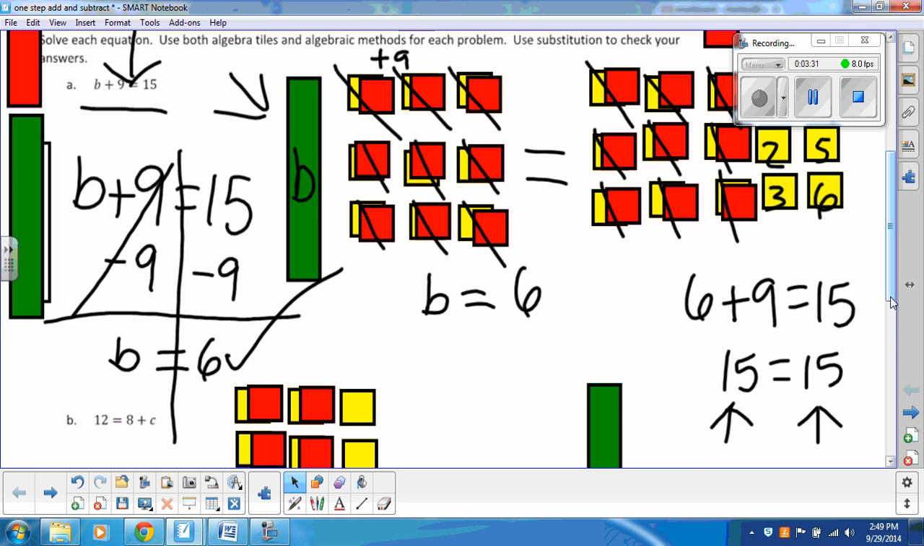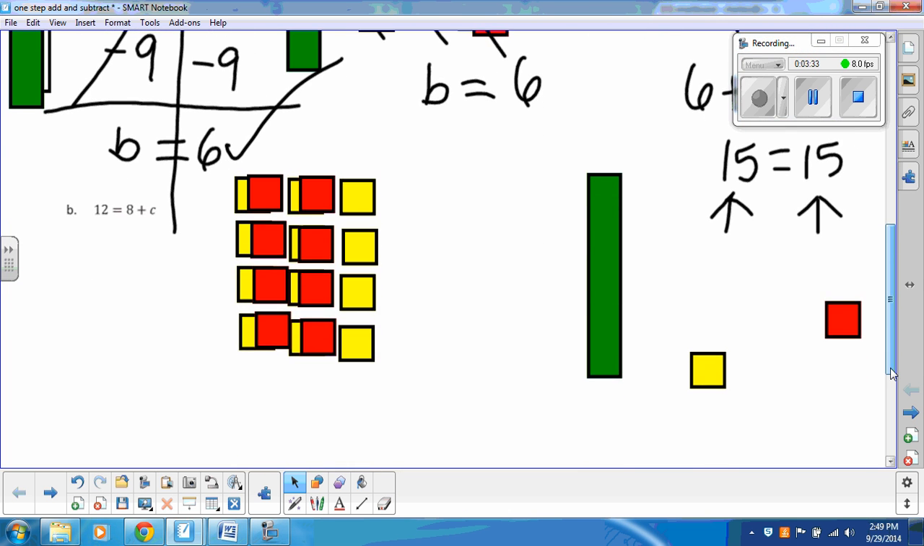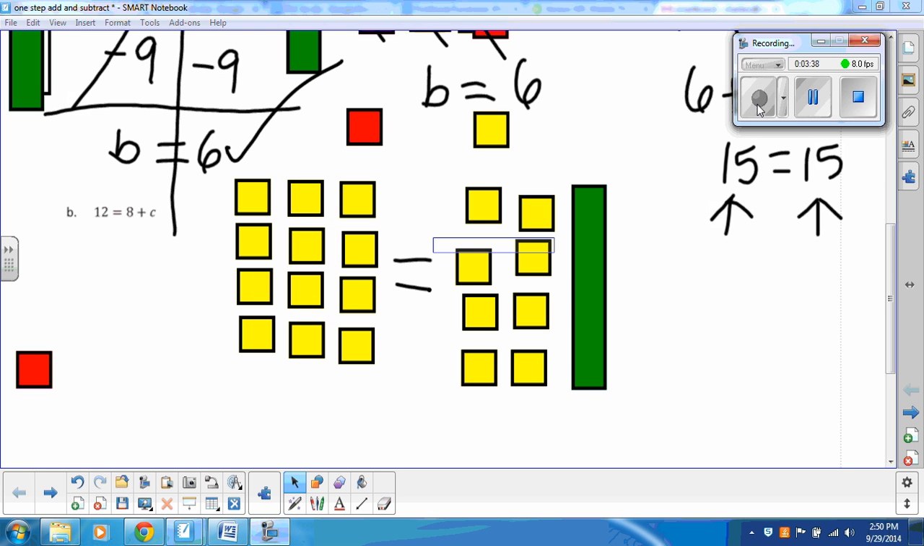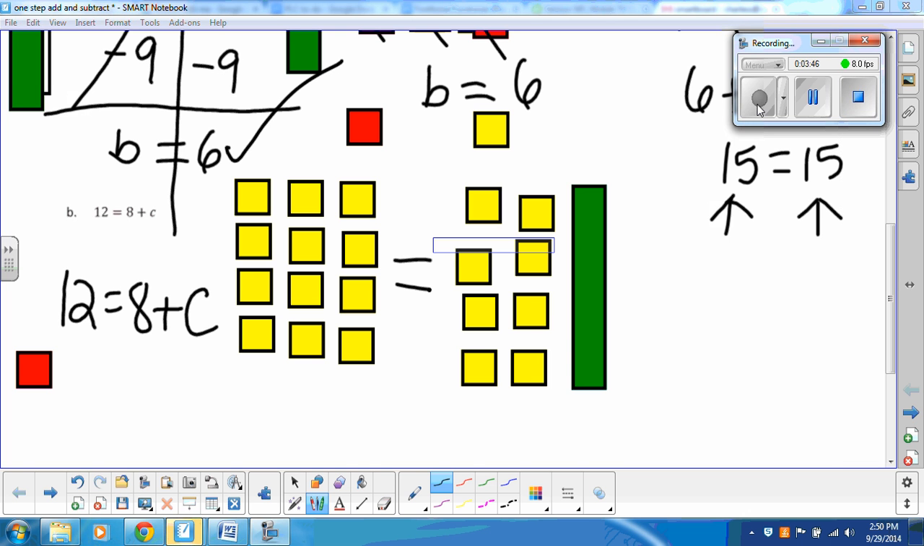Taking a look at the next example, I'm going to go a little bit faster on this one. All right, so my next problem is 12 equals 8 plus c. This is an equation because it has an equal sign. We solve equations by balancing the equation and isolating the variable. That means getting it by itself.